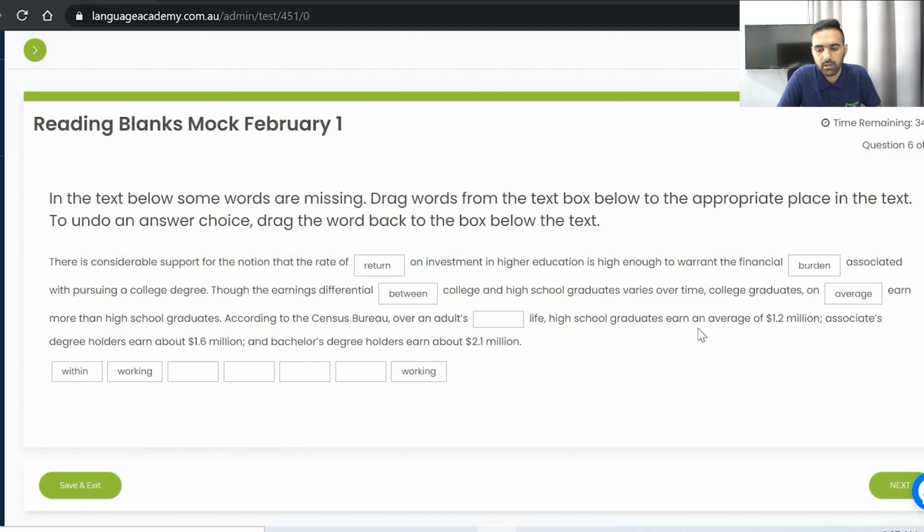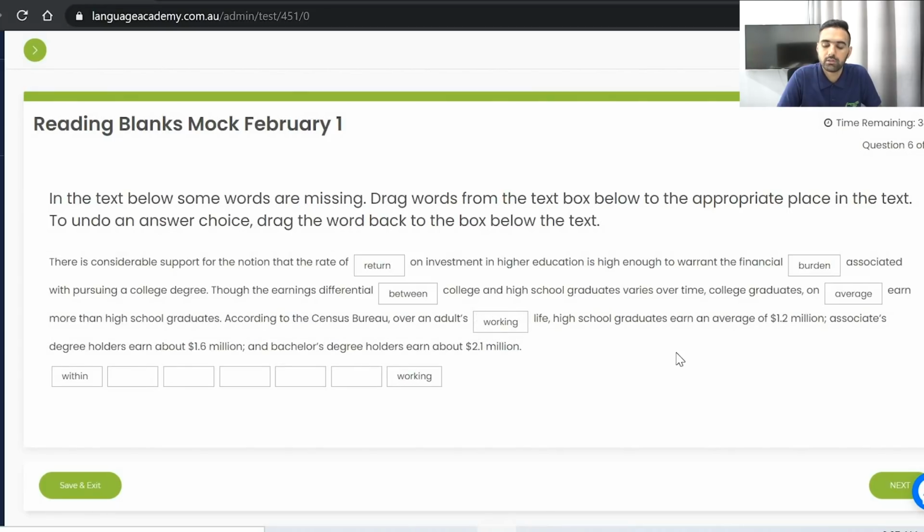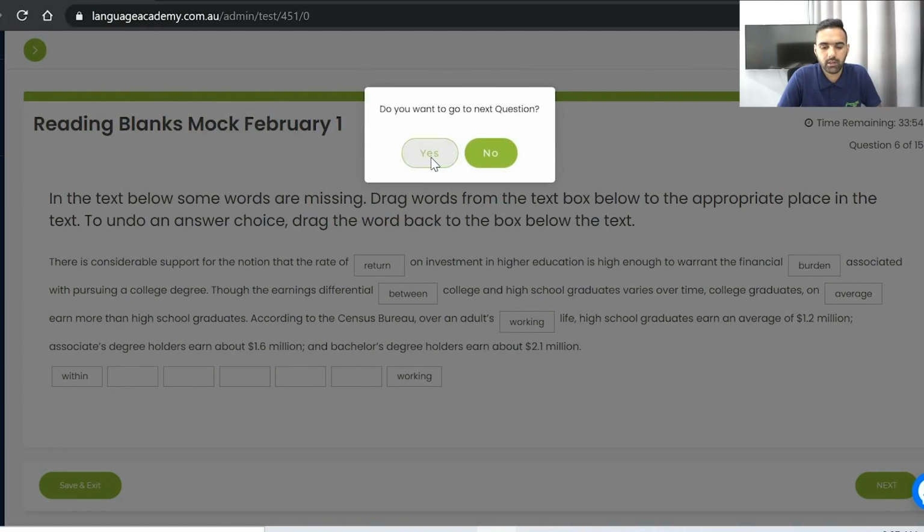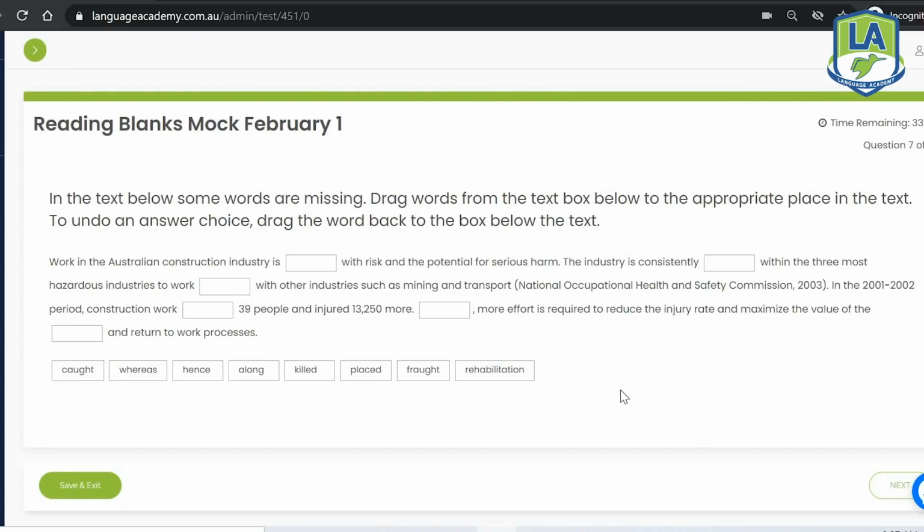Now we have got the collocation over here, on average, we have used in the previous blank. An adult's dash life, not within life, by default we have got working life. That is the right answer. So these are the right answers. If you've got it right, very well done. If not, make sure you push yourself and practice every day. Another 2 minutes, and then let's discuss the answers.